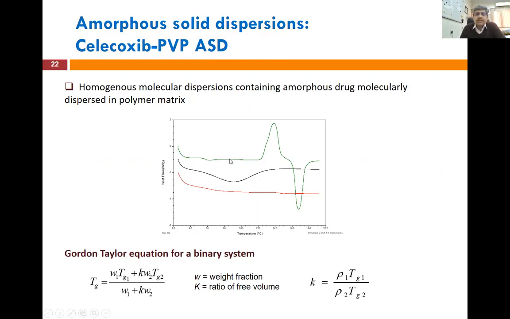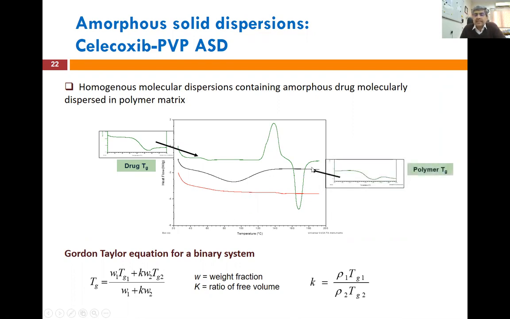Here, there are 3 DSC recordings. The first one is that for the amorphous drug. So here is the glass transition temperature of celecoxib. This is the recrystallization event, and this is the melting event that is subsequently shown by the recrystallized celecoxib.